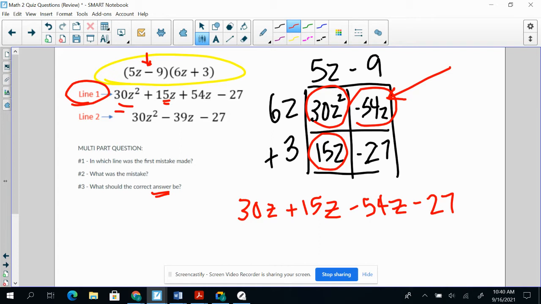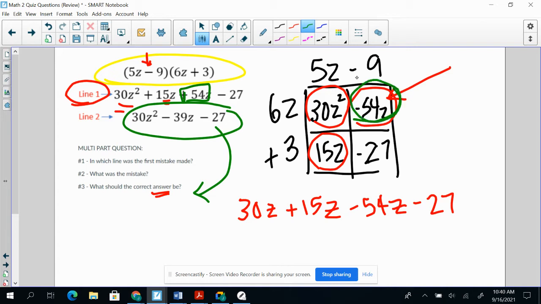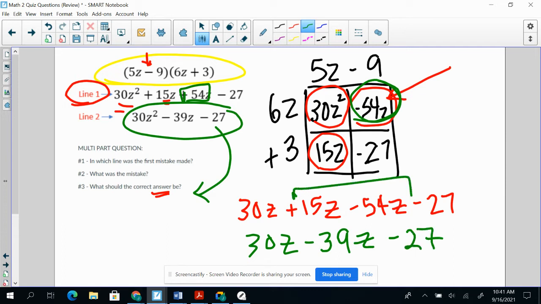So the correct answer, even though they did this 54 wrong, this is still your correct answer. Somehow they magically did the math right. So the error again was in line 1. It should be a negative 54z, and the correct answer is 30z squared minus 39z minus 27. So they just needed to combine these. All right, so that's problem number 1.